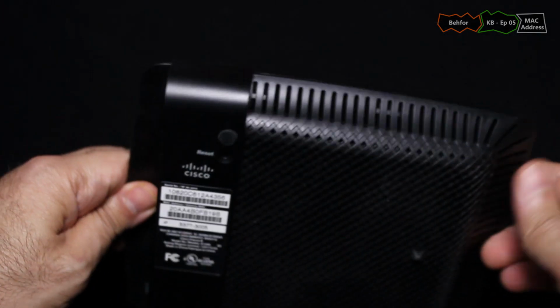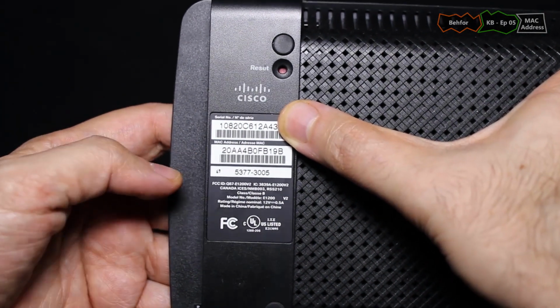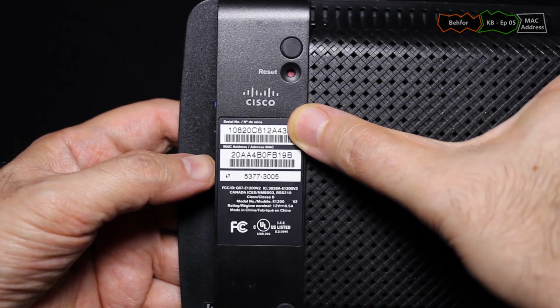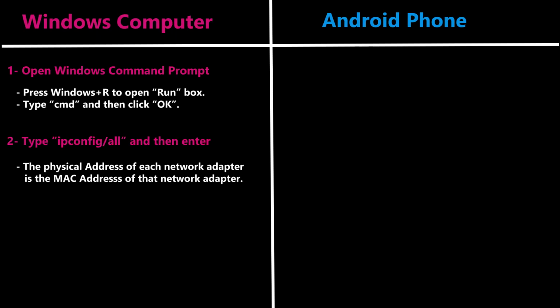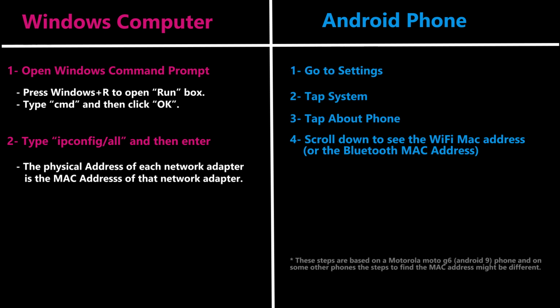In some devices, you can usually find the MAC address or addresses written down on the device along with the serial number. Another way to find the MAC address is just by using the software of that device. For example, this is how I can find the MAC address or addresses of a Windows computer and an Android phone.